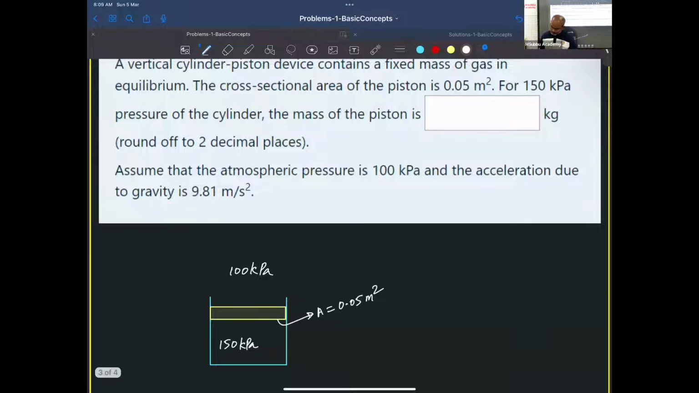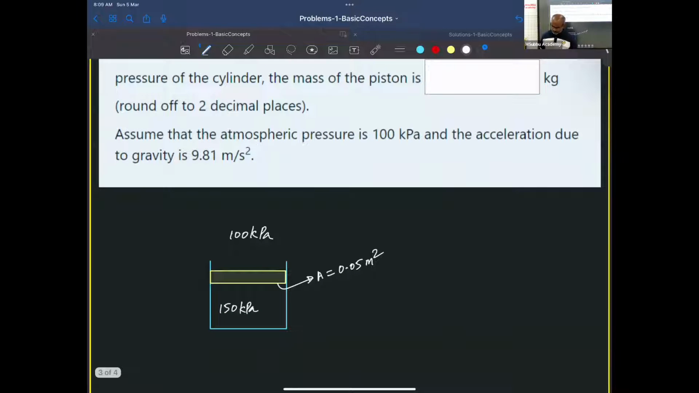So where is the piston? We have this piston here, and we can simply write the force balance. What are the forces acting? There is an upward force due to the pressure inside the cylinder contents, and a downward force due to the atmospheric pressure, and also the force due to the weight of the mass of the piston.